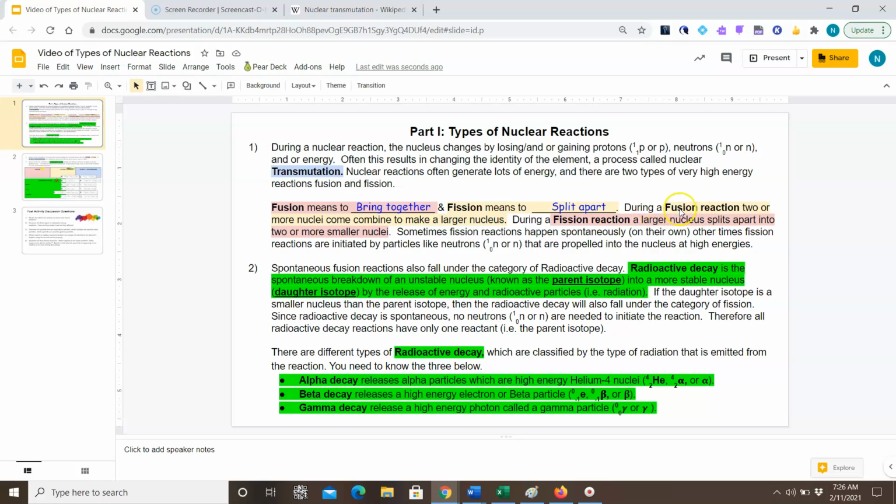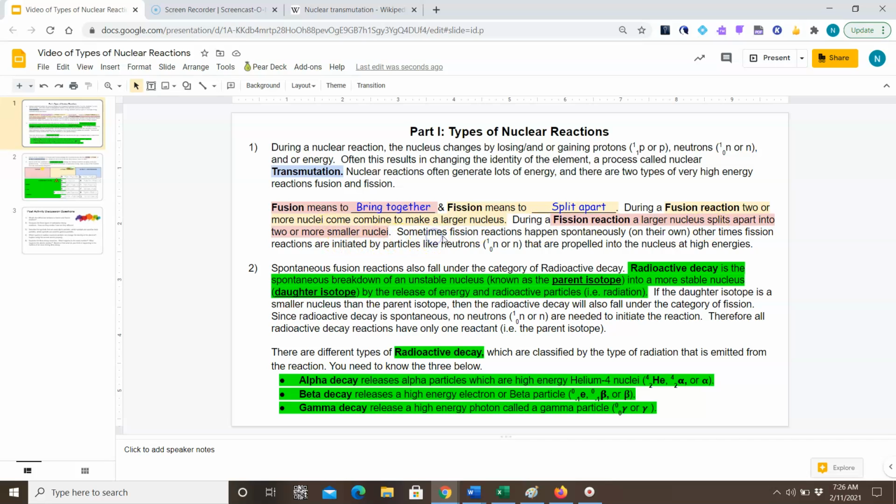So that's what this is saying here. The color coding is off. I'm sorry about that. But in fusion reactions, you have 2 or more nuclei combined to make a larger nucleus. And that part's important, that you're making something larger. Whereas in fission, you're starting off with a larger nucleus and it splits apart into 2 or more smaller nuclei.